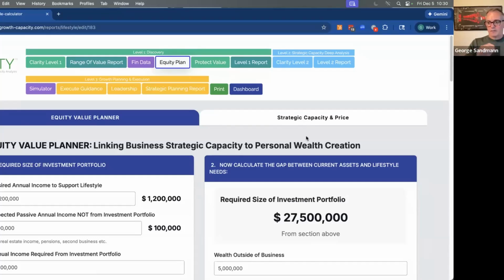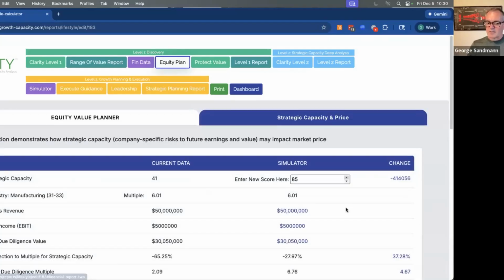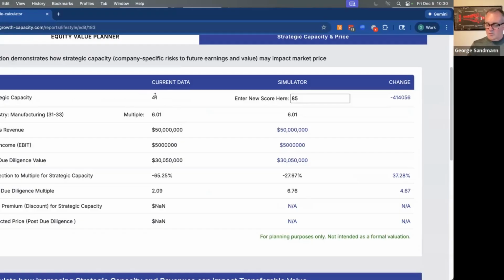Before we do that, Tim, are you okay for time? I have about 10 minutes. Okay, perfect. There's this other tab, strategic capacity and price, and this is a very simple what if. We have our current strategic capacity of 41, and this is what would happen if you move the business up to best in class.